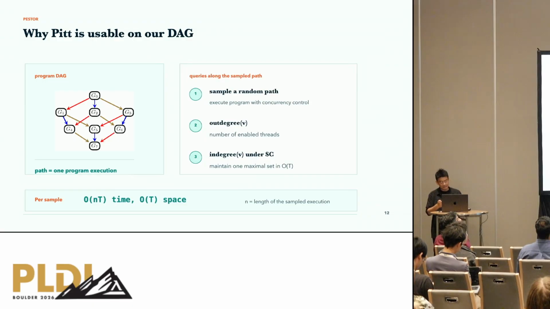The out degree here is in some sense free because it is in the program model, it is just the number of enabled threads. The only question is what is the in degree of each node? And it turns out that under the assumption of sequential consistency, we can query the in degree very effectively by maintaining a frontier of maximal events from each of the threads. So as a conclusion, to run Pitt's algorithm to draw one sample in this DAG model is going to take linear time and linear space.